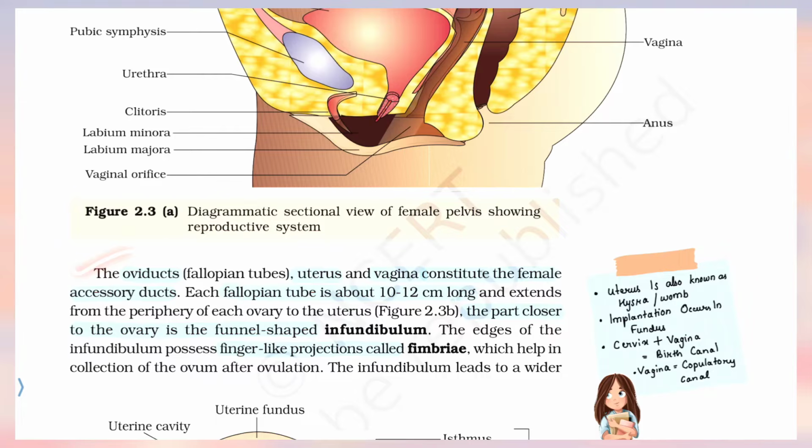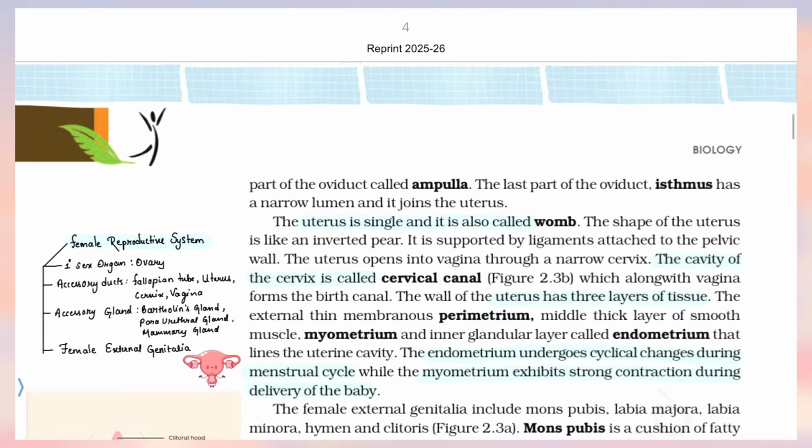The oviducts or fallopian tubes, uterus, and vagina constitute the female accessory ducts. Each fallopian tube is about 10 to 12 cm long and extends from the periphery of each ovary to the uterus. The part closer to the ovary is the funnel-shaped infundibulum. The edges of the infundibulum possess finger-like projections called fimbriae, which help in collection of the ovum after ovulation. The infundibulum leads to a wider part of the oviduct called ampulla. The last part of the oviduct, isthmus, has a narrow lumen and it joins to the uterus.